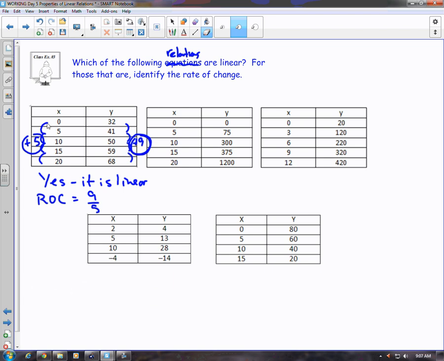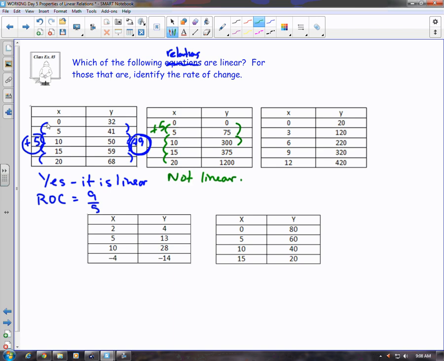The second one, look for the same thing. 0 to 5, 5 to 10, 10 to 15, 15 to 20. So again, this left-hand side is going up by 5 each time. Now we look at the right-hand side. Is it going up by the same amount each time? From 0 to 75, that's going up by 75. And then right away you say, well, 75 to 300, that's not going up by 75. Since it doesn't go up by the same amount, this one is not linear. And because it's not linear, we do not evaluate a rate of change because it's not consistent. So we're done. Make sense?